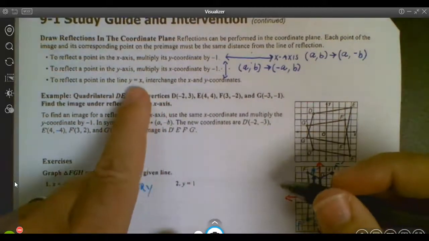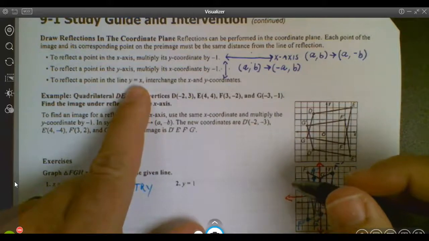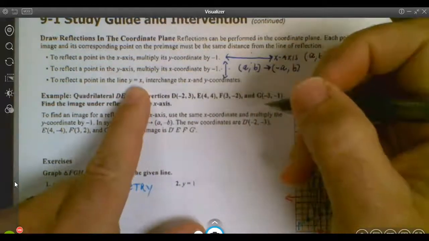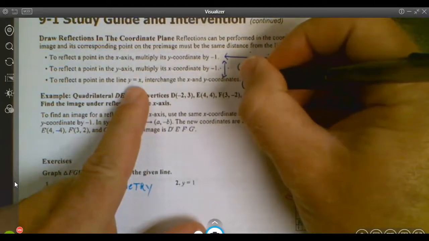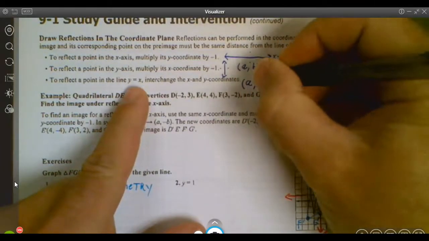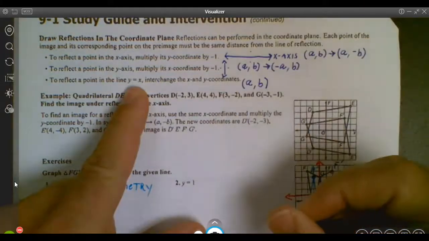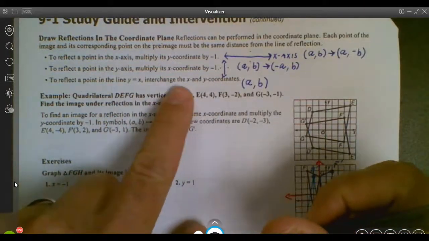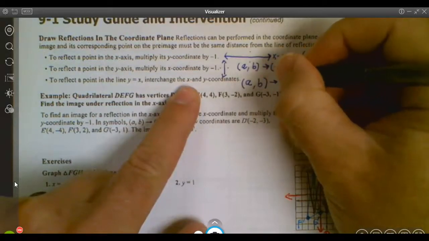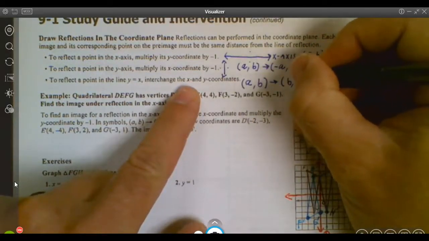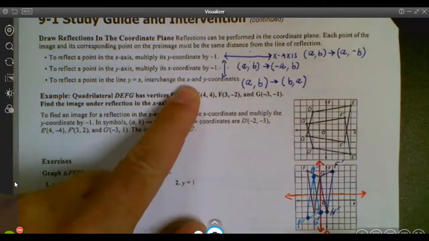Okay, so if I'm going to reflect across the line y equals x, I'm going to go through this and show you the drawing when we get to the bottom, but I just want you to know the rule for now. And then we'll do an example at the end. So the rule we want to know for y equals x is simply to change coordinate places. So your (a, b) is going to switch places and become (b, a). Right? They just trade places.